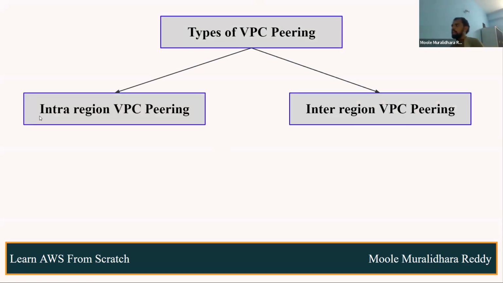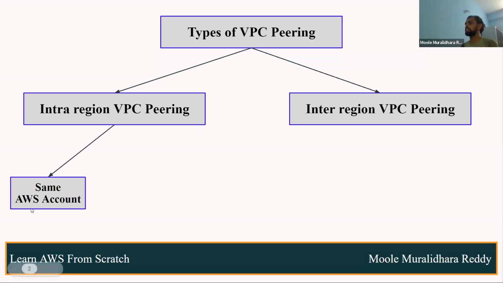Intra is nothing but same region. Remember, guys, intra is nothing but same region; VPC peering we can set up. Inter-region is nothing but two different regions in AWS, right? North Virginia, Oregon region. If you want to set up the peering connection, we can call it an inter-region VPC peering.